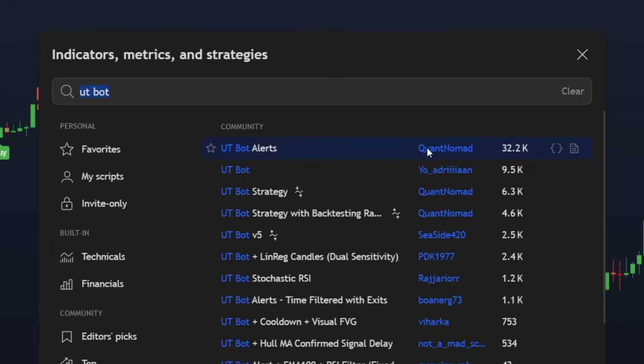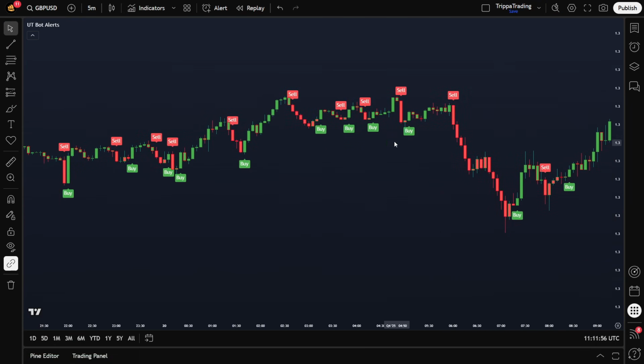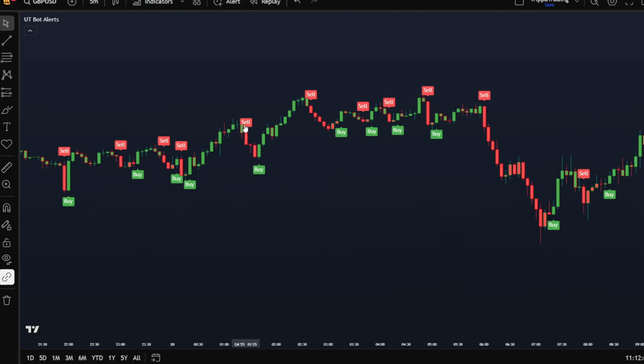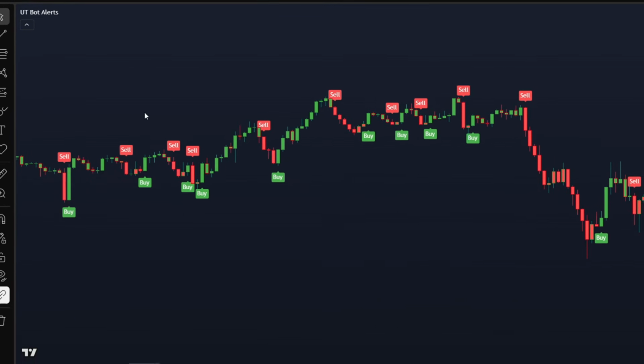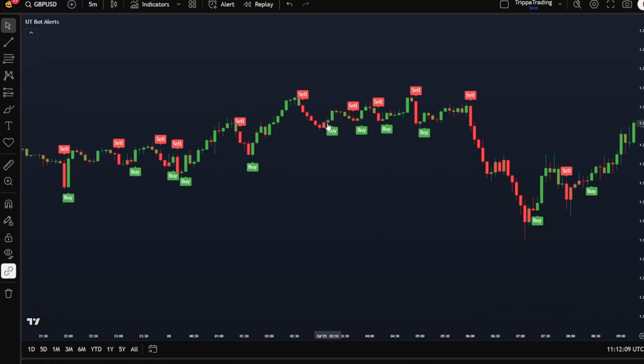This one is extremely popular because it gives straightforward buy and sell signals directly on your chart. It uses a special calculation based on ATR, so it adapts to volatility changes. But as you can see on the trading chart, the default settings can be a bit too sensitive, giving too many signals, but you can fix that easily.